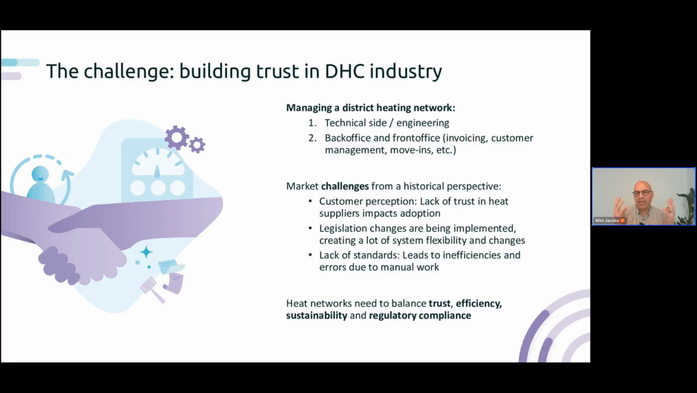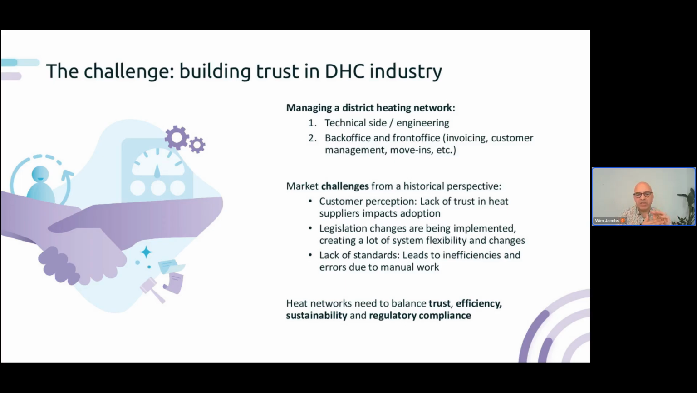I don't really like talking about challenges. I see it more as opportunities, but what we see not only in the UK, but also in other European countries, we are active in multiple countries, is that the trust in district heating definitely needs to pick up. And therefore, I like to see that a lot of focus is put on it everywhere.